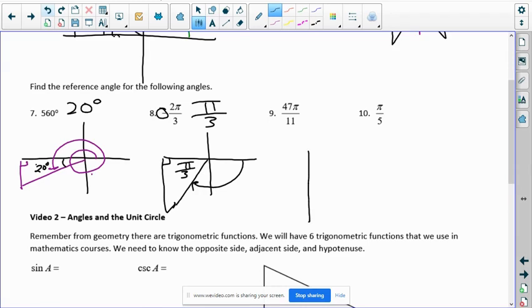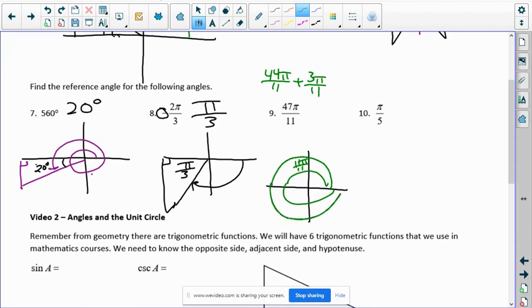Oh, 47 pi 11ths. All right. Well, 47 pi 11ths. We have 44 pi 11ths plus 3 pi 11ths. Every pi of an angle is a semicircle. So here's 11 pi 11ths. That's a semicircle. Here's 22 pi 11ths. Here's 33 pi 11ths. Here's 44 pi 11ths. And after you get to 44 pi 11ths, you have 3 pi 11ths more. Well, 5.5 pi 11ths is halfway, so I'm less than halfway, somewhere around here. This reference angle is going to be 3 pi 11ths, because that's what it would take to go back to the x-axis.